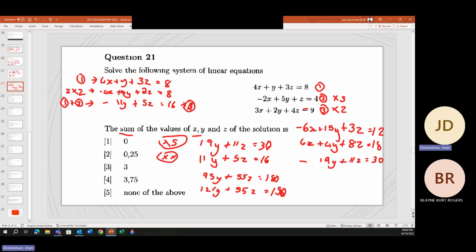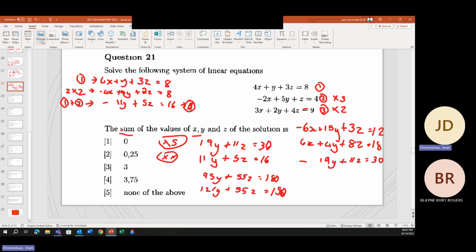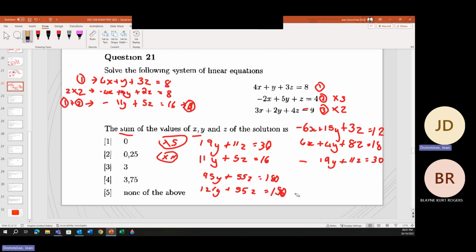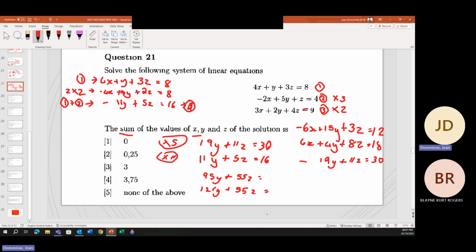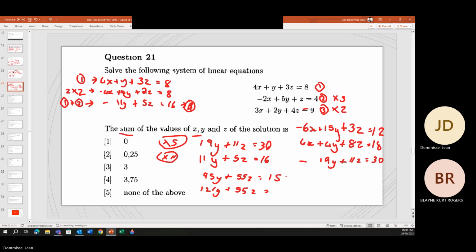Just want to check. Okay, so let's just get the right ones. Okay, this is really a long process. So that will be 150. This was 11 times 16. Let me just get 176 again.